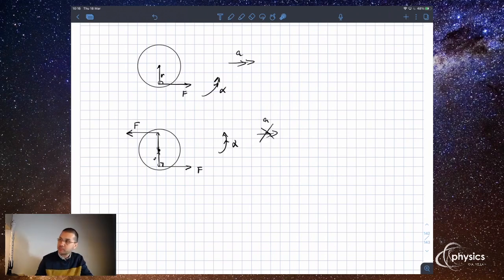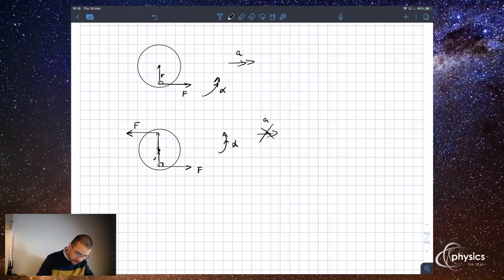If you have this type of system, look what happens. I don't have any resultant force, because this force and this force are cancelling each other. So I don't have any resultant force, therefore I don't have any linear acceleration, but I have moments. In fact, I have two moments.